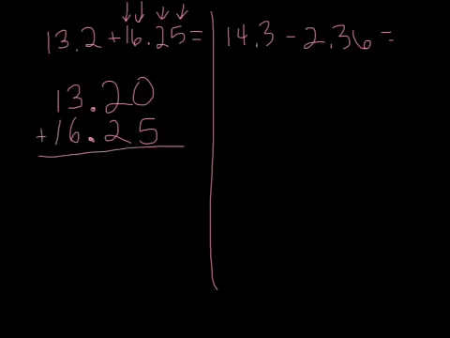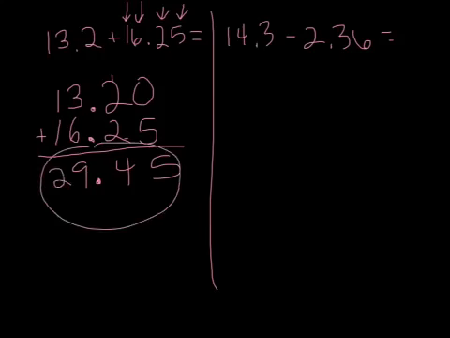And then I just add like normal. 0 plus 5 is 5. 2 plus 2 is 4. And the decimal just comes straight down, stays lined up. Line them up. And 3 plus 6 is 9. And 1 plus 1 is 2. So my answer to that is 29 and 45 hundredths.